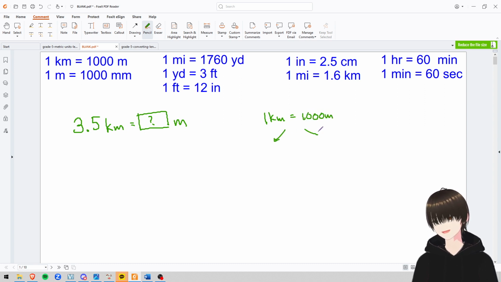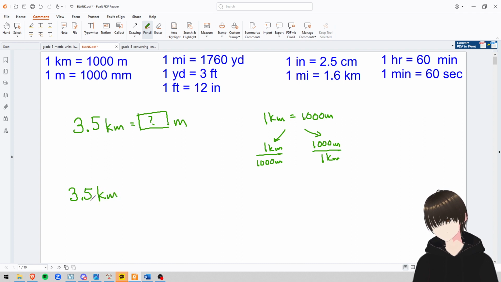This means I can write this as 1 kilometer over 1000 meters, because that equals a 1. Or I could write it as 1000 meters over 1 kilometer, because that equals a 1. What you do is as follows. You write your initial number down, and you write it as a fraction, because you'll see.